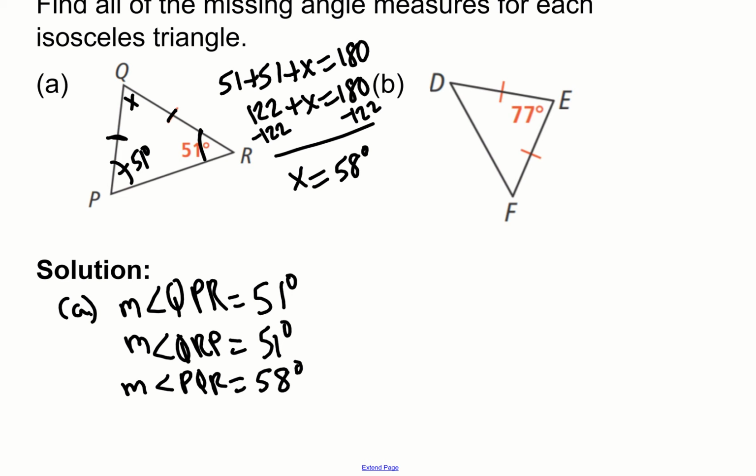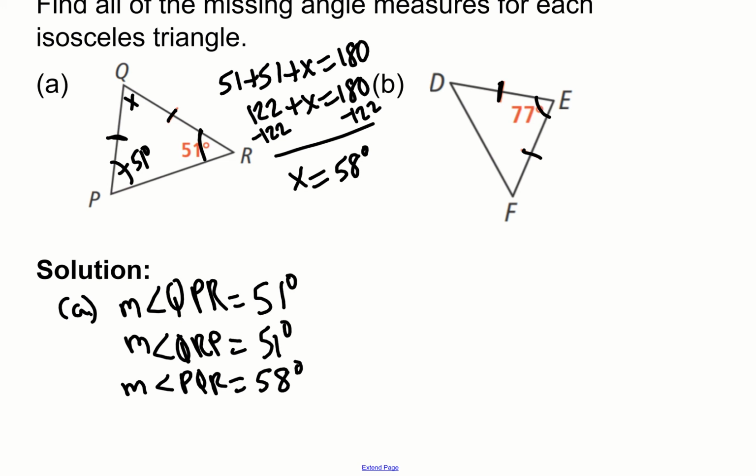All right, so let's take a look at the other one. So for triangle DEF, we know that it's an isosceles triangle because of these two congruent marks. And this time we know that this is 77 degrees. So we know the vertex angle, but we don't know the base angles.